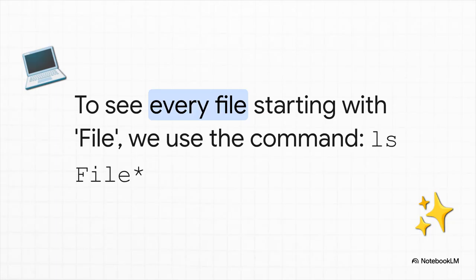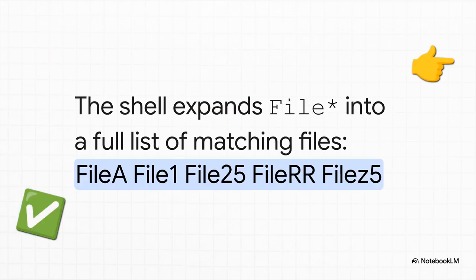So, if we pop open our terminal and we want to find every single file that starts with the word file, all we have to do is type ls file*. And boom, just like that, the shell sees the asterisk, expands it into a list of every file that matches, and then hands that list over to the ls command. It's clean, it's simple, and it is incredibly useful.